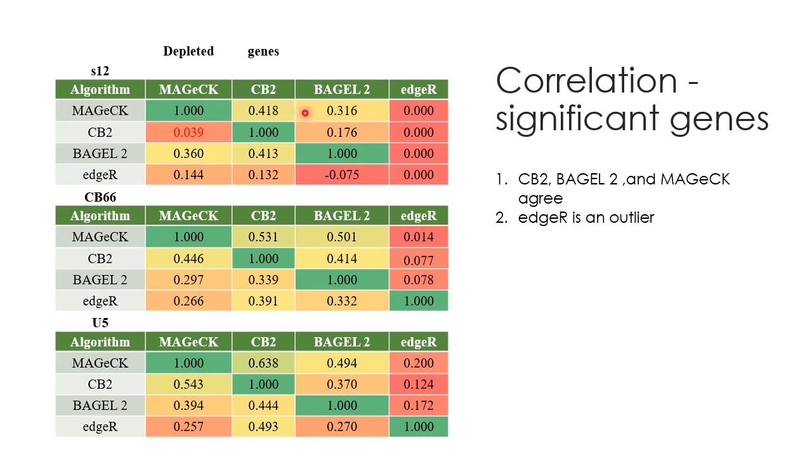These are Spearman's correlation coefficients for depleted genes. Here the column name indicates the source of significant genes. MAGeCK means that these are correlation numbers for MAGeCK's and other algorithms' rankings for MAGeCK's significant genes. You can see that MAGeCK, CB2, and BAGEL more or less agree with each other, with exceptions of course. And EdgeR is an outlier. So to conclude, cross-validation and rank correlation shows that there is more agreement between MAGeCK and BAGEL than any other set of algorithms.